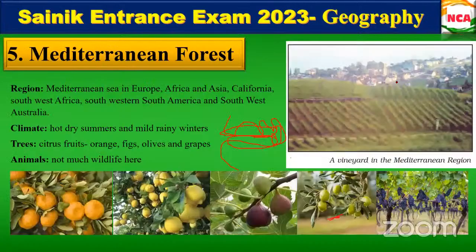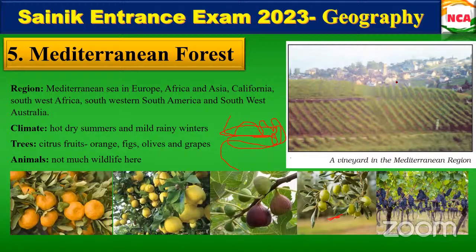Next, we have seen the Mediterranean forest. In the Mediterranean region, it has been found in Europe only, no? That is surrounding Europe, Africa, and Asia. And also we can see this in California, in Southwest Africa, and Southwestern South America, okay? And also in Southwest Australia as well. These will have some hot, dry summers and mild, rainy winters as well.